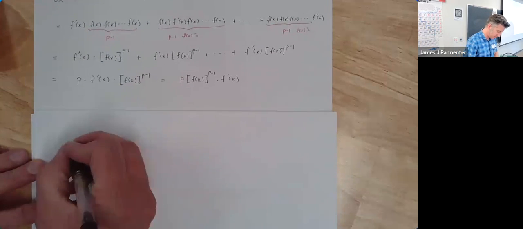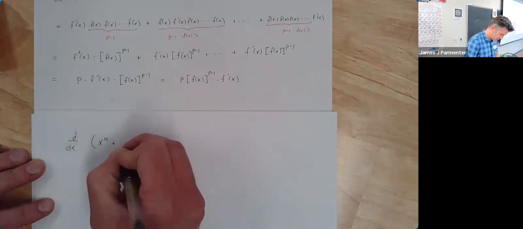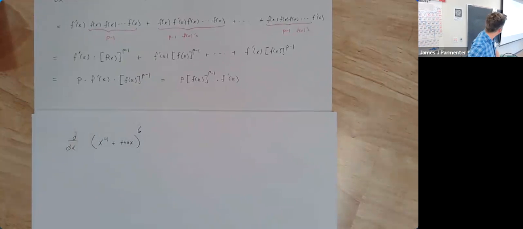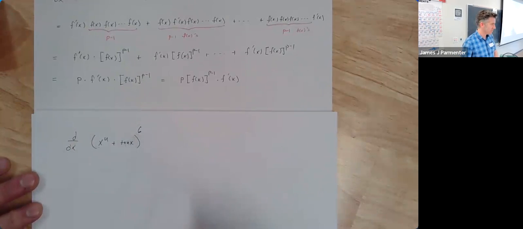So we want to find the derivative of x to the 4th plus tangent of x, to the 6th power. Sorry, I was talking to myself while I read that. Let's read that again. The derivative of x to the 4th plus tangent of x to the 6th power.